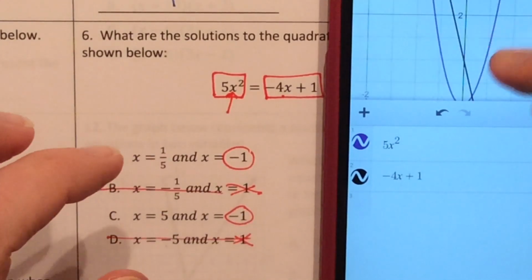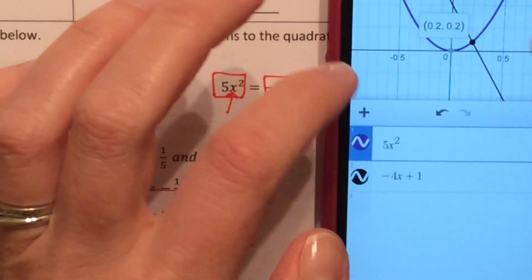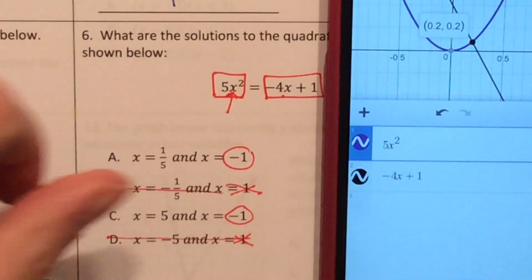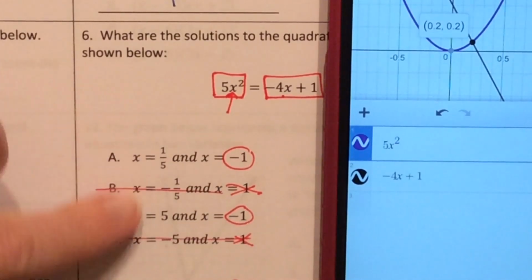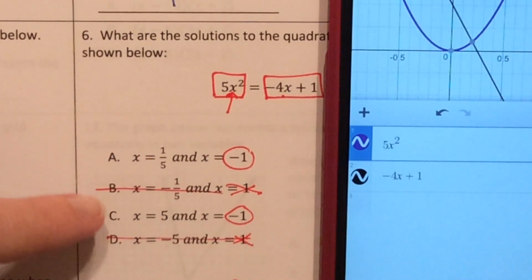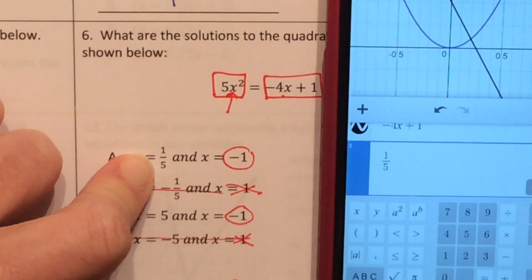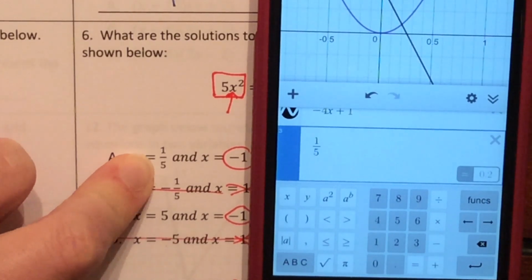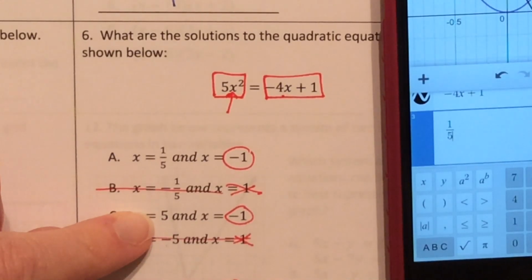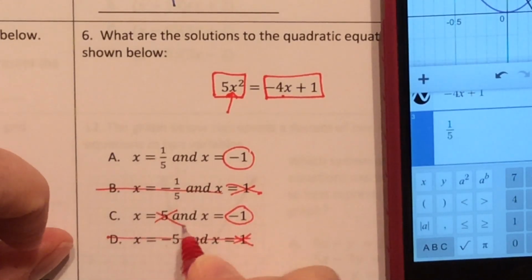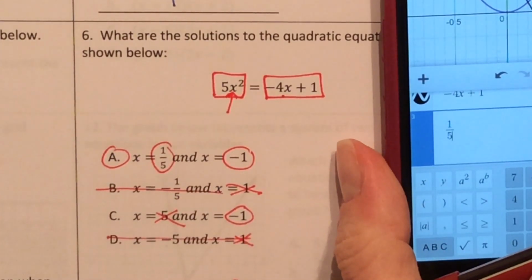Then I can also go and look at the other place where they intersect. And that x value is 0.2. And we don't have a 0.2 in our answer choices. But we do have fractions. This fraction, if you type it in, you can verify that 1/5 is the same as 0.2 or 2/10. It's definitely not the same as 5, so you know that those don't match for sure. But you can verify by typing in, and that way you know that your answer is A.